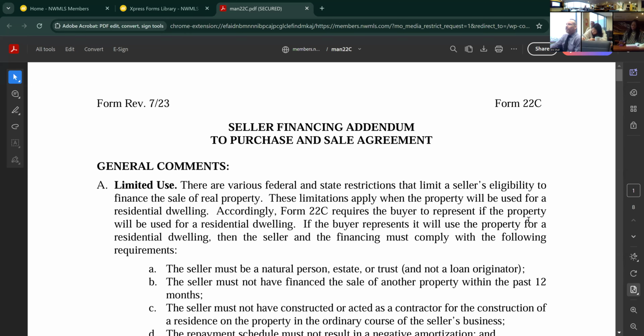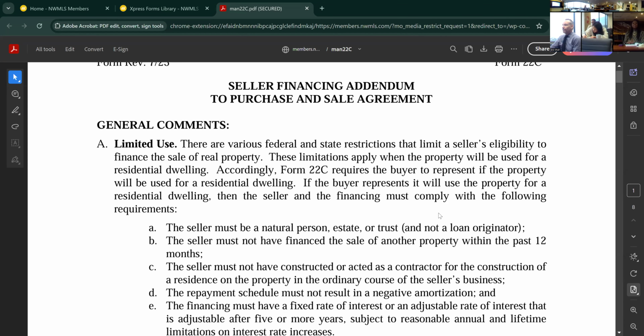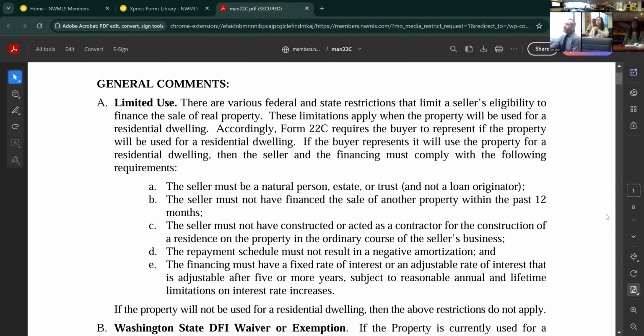So if the buyer represents it will use the property for a residential dwelling, then the seller and the financing must comply with the following requirements. First one is A: the seller must be a natural person, estate, or trust, and not a loan originator. They don't want people cutting out all of the other mortgage companies and banks and not following guidelines and rules. That's basically the reason why they don't allow that.